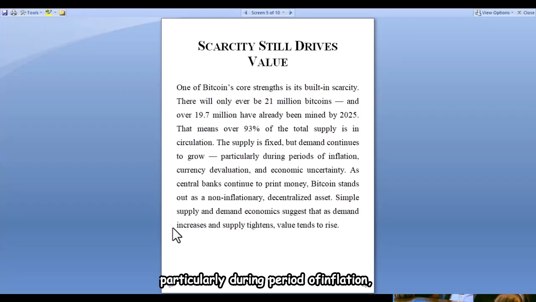Particularly during periods of inflation, currency devaluation, and economic uncertainty, as central banks continue to print money, Bitcoin stands out as a non-inflationary, decentralized asset. Simple supply and demand economics suggest that as demand increases and supply tightens, value tends to rise. It's just simple economics. So now let's go to the next one.